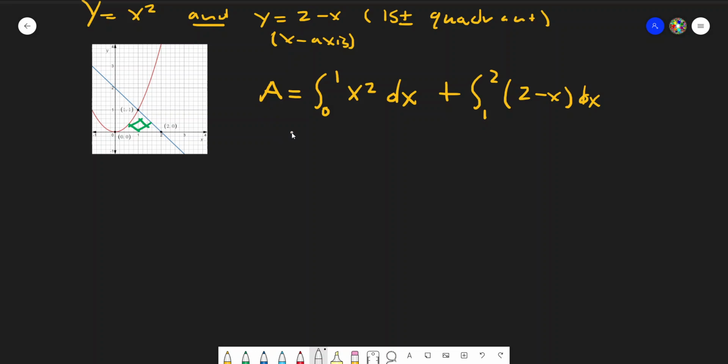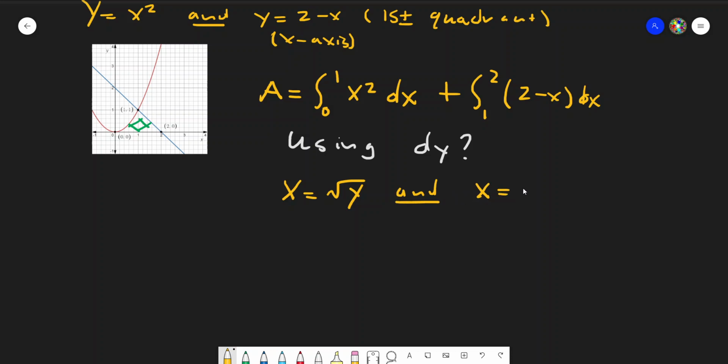But the question then becomes, what about using dy? What would that integral look like? Think about how you could work that problem out using the differential dy, which in this case means that the cross section is horizontal, or perpendicular to the y-axis. As a hint, x is going to equal the square root of y, and x is also going to equal 2 minus y. So these are your two functions.